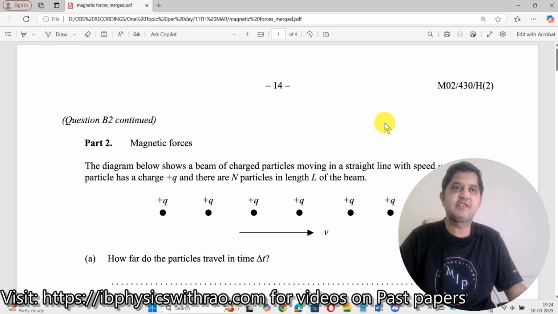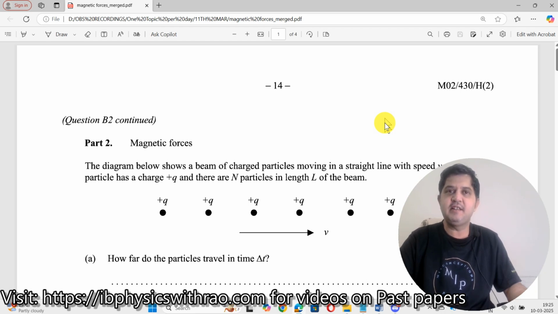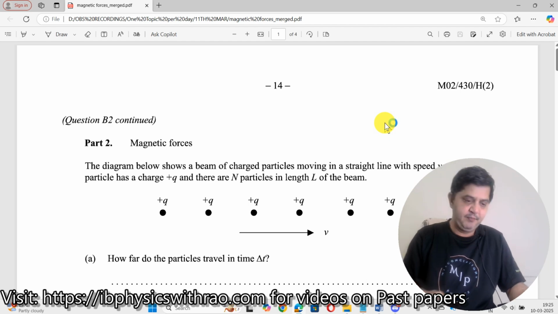And today's concept that we are going to discuss is about magnetic forces: forces acting on a current carrying conductor, either due to an applied magnetic field or due to two parallel conductors. What is the force acting? That's what we are going to look into. Okay, so now let us begin with this.